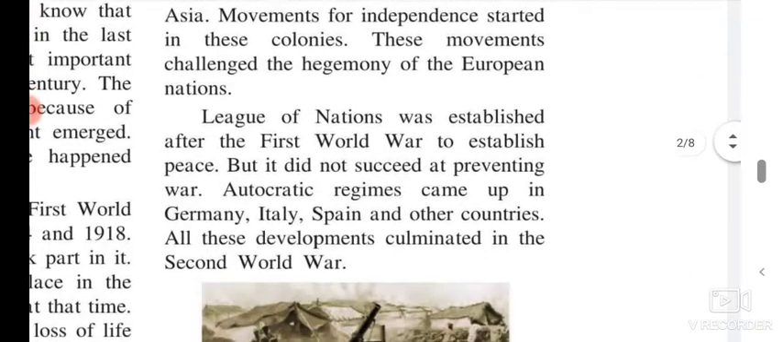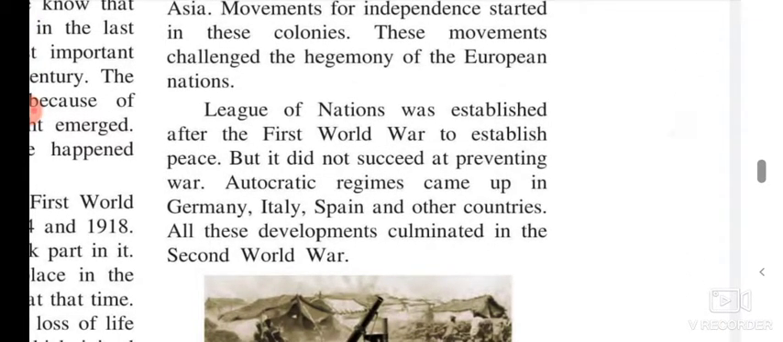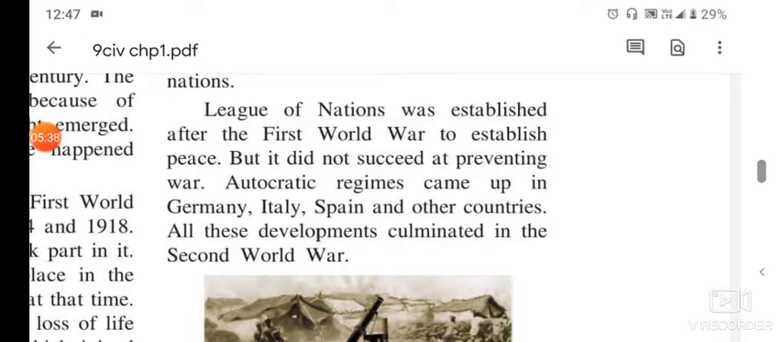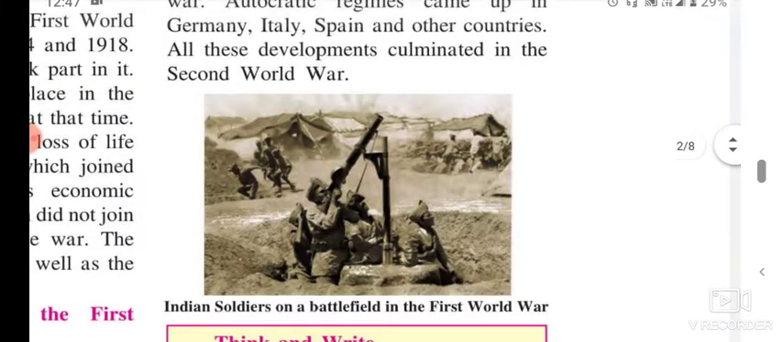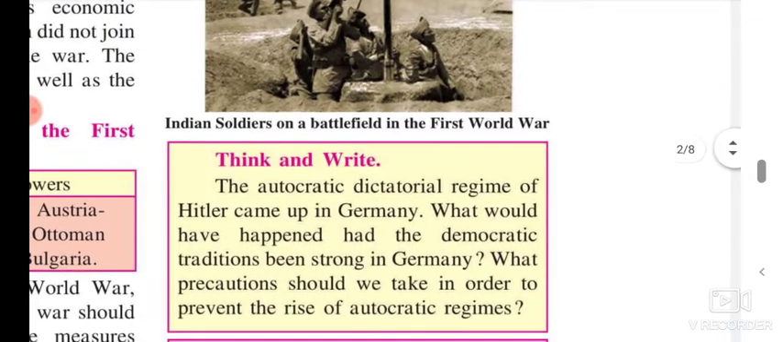The League of Nations was established after the First World War to establish peace, but it did not succeed at preventing war. Autocratic regimes came up in Germany, Italy, Spain, and other countries. All these developments culminated into the Second World War. Here we have a picture of Indian soldiers on the battlefield in the First World War.